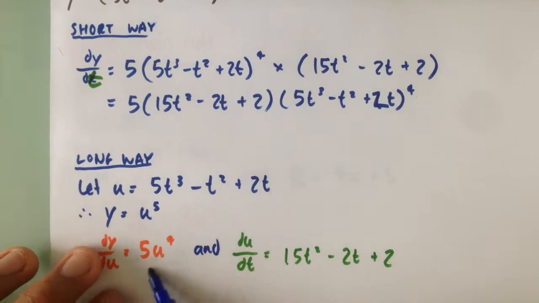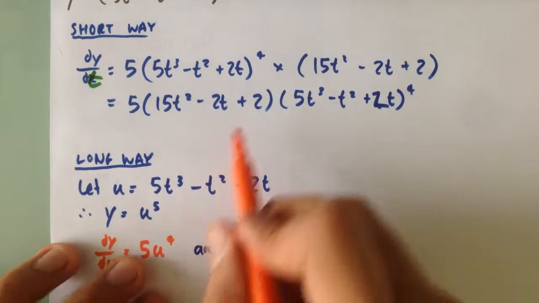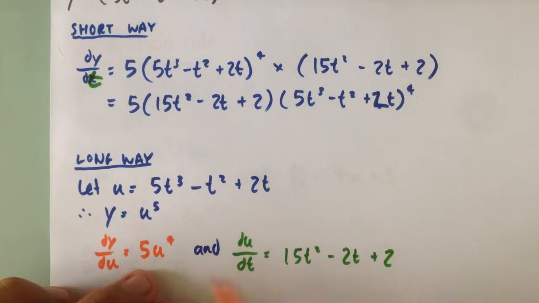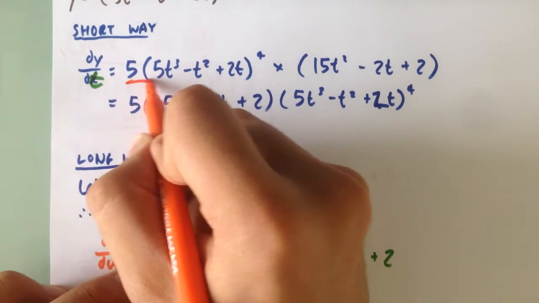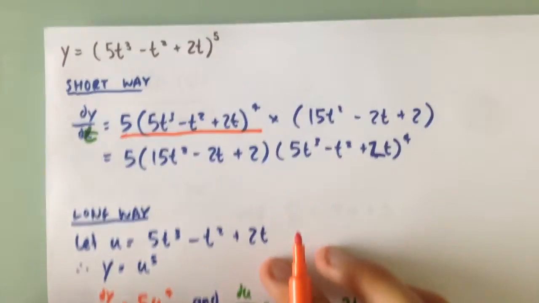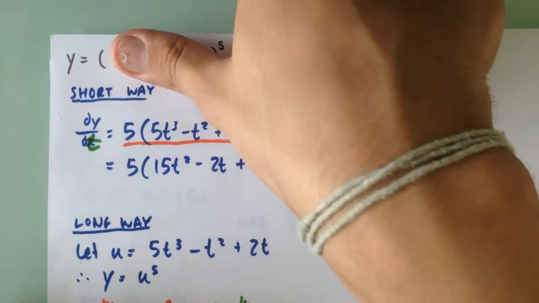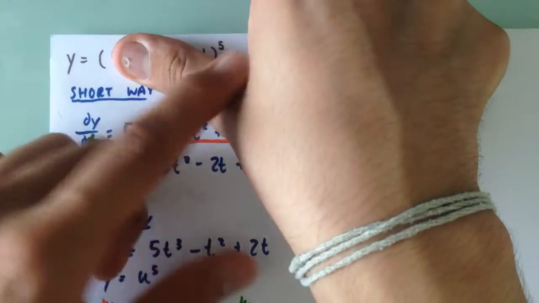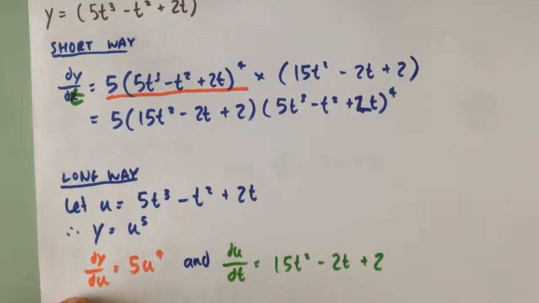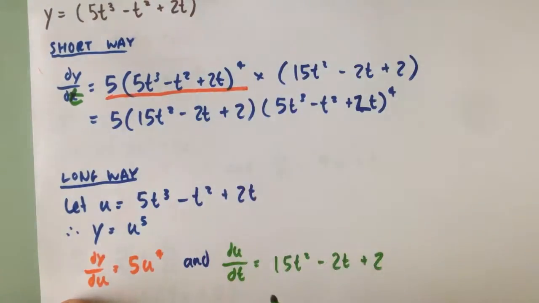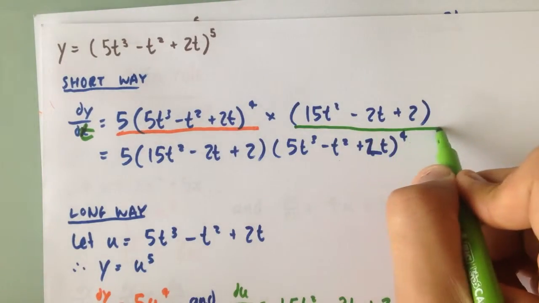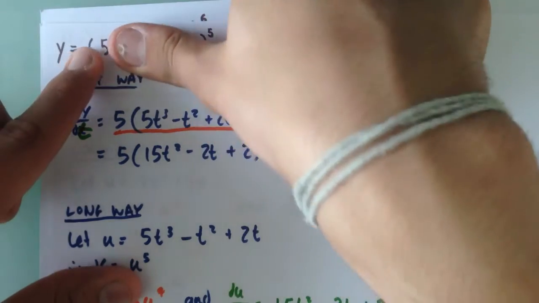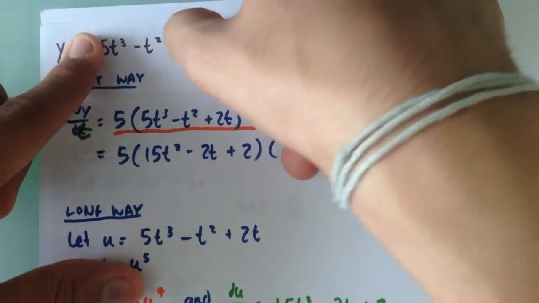Now once again, you will notice that this is exactly what we have here. We just omitted this step. So 5u to the power 4 is this. 5u to the power 4 is the derivative of the outside function, pretending that we had nothing inside. And we're multiplying that by this, which is the green bit here, which is just the derivative of the inside function, whatever we put our thumb over.